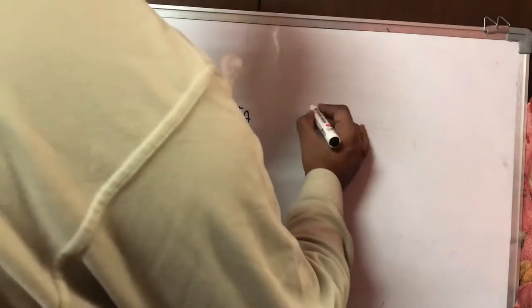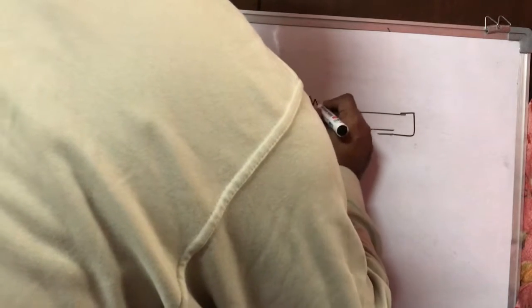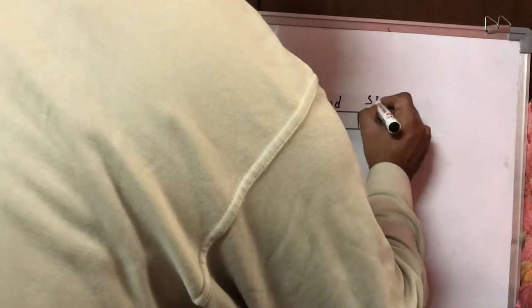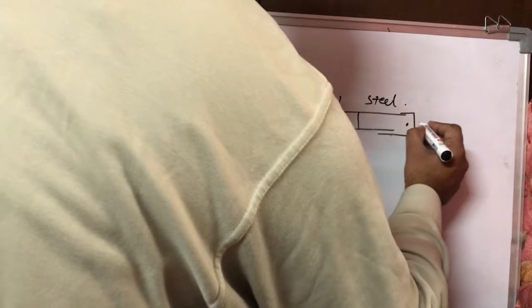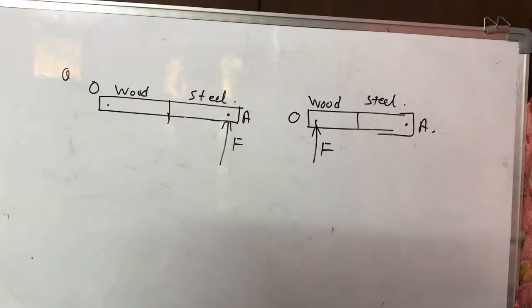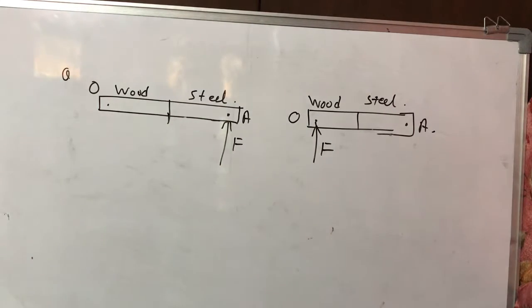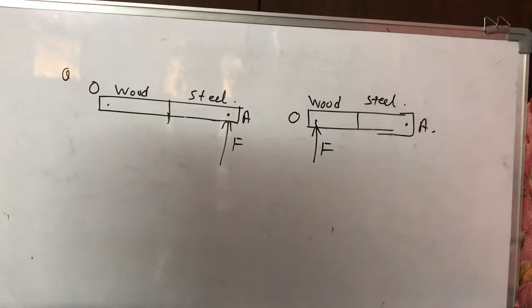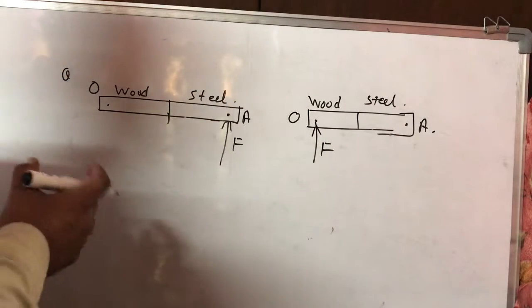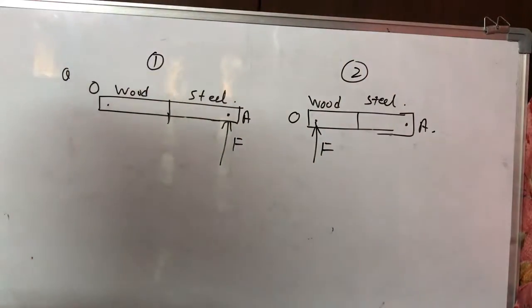In the second case, again a meter stick, wood and steel. It is pivoted at point A, and the same force is applied at point O. So they have asked whether the angular acceleration in both the cases will be same or different. And if this angular acceleration is different, then in which case the angular acceleration will be more, and in which case it will be less. So let us call this case number 1 and this case number 2.